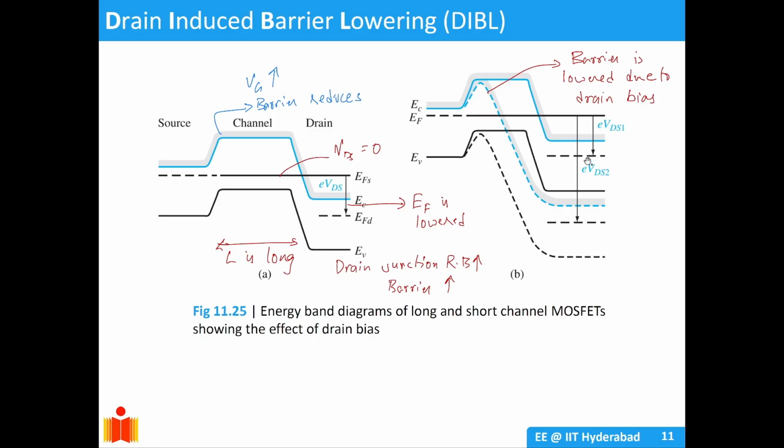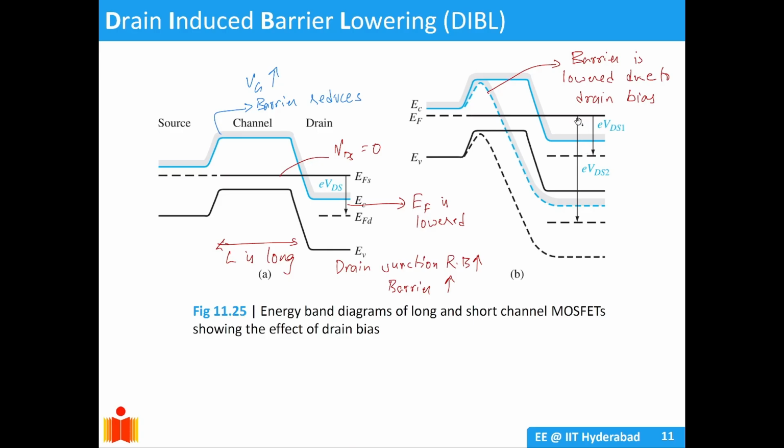What will happen is, for long channel, if you increase your drain voltage, only the Fermi level at the drain will decrease. It won't affect the rest of the device. But for short channel, the effect is transferred to the channel barriers as well.